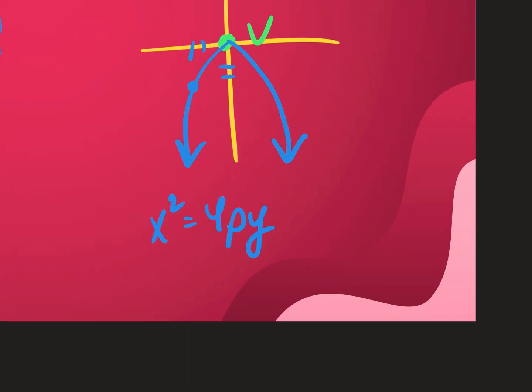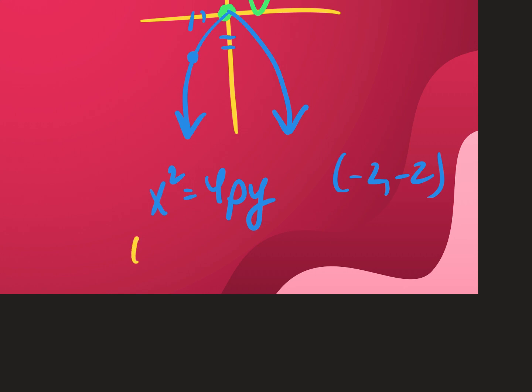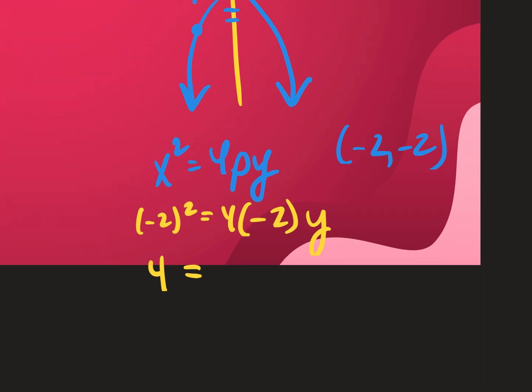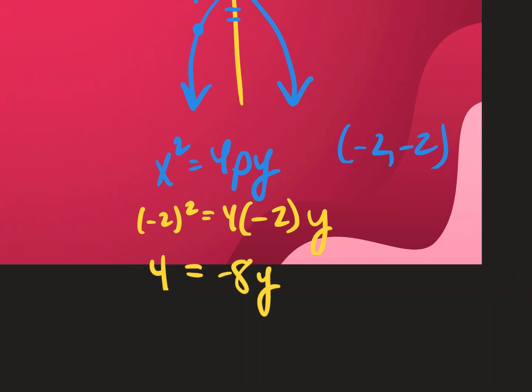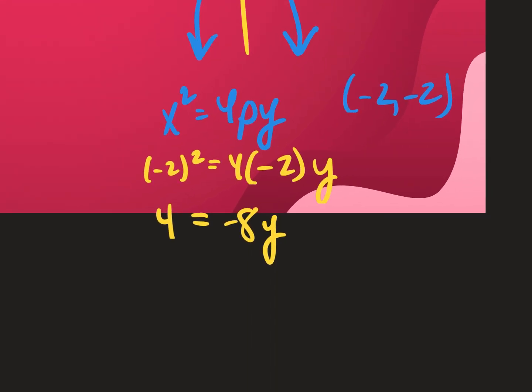I don't know the p-value, but I can find it out because they gave me a point, didn't they? What was the point? Negative 2, negative 2? All right, well, that's real easy. I'll just say negative 2 squared equals 4 times negative 2y. What's negative 2 squared? Positive 4. What's 4 times negative 2? Negative 8y.